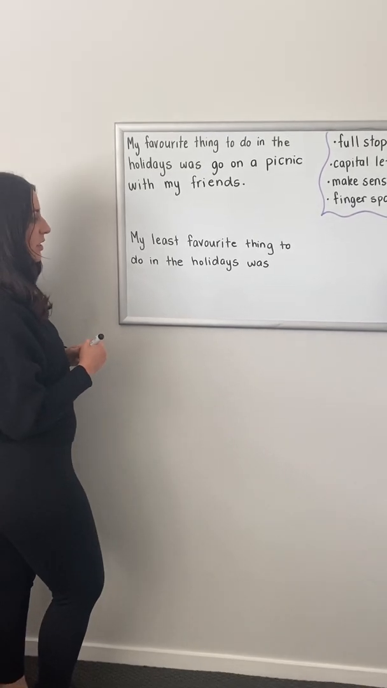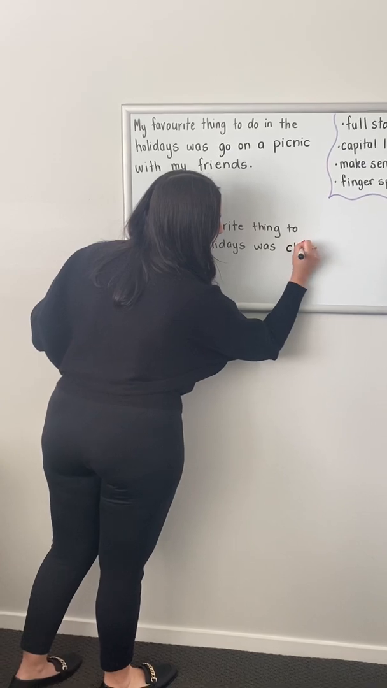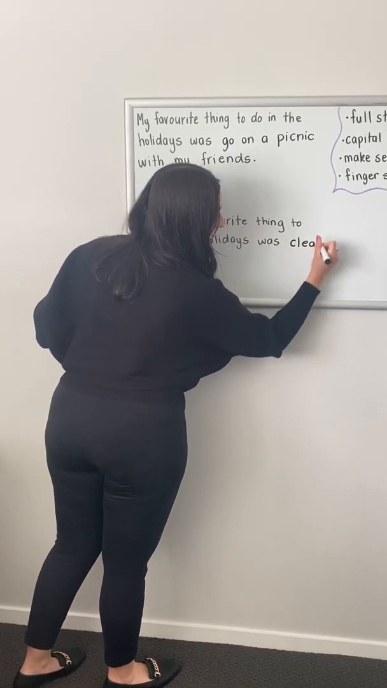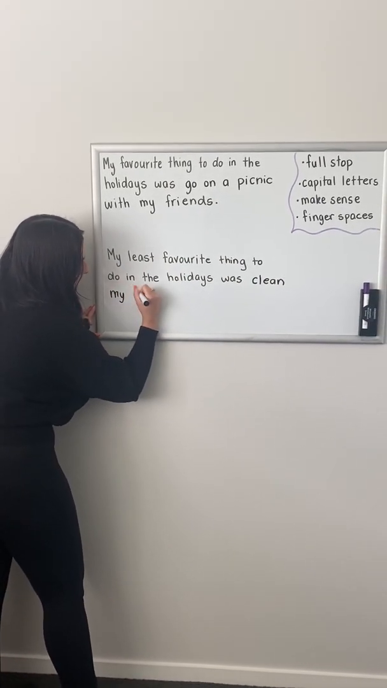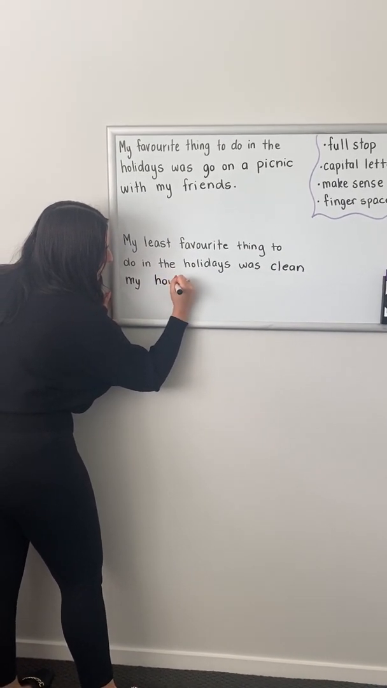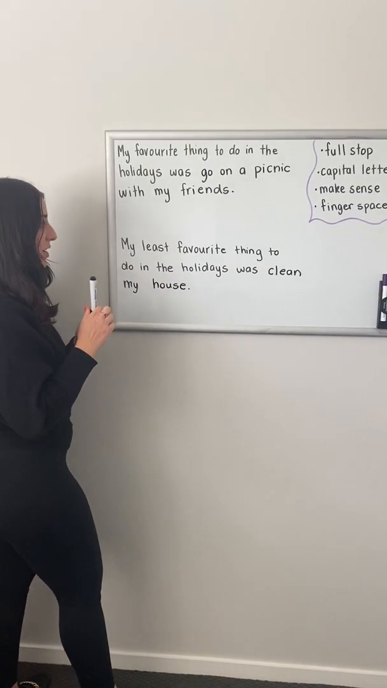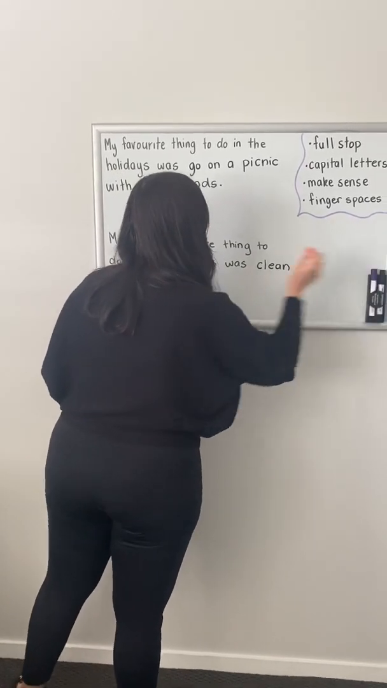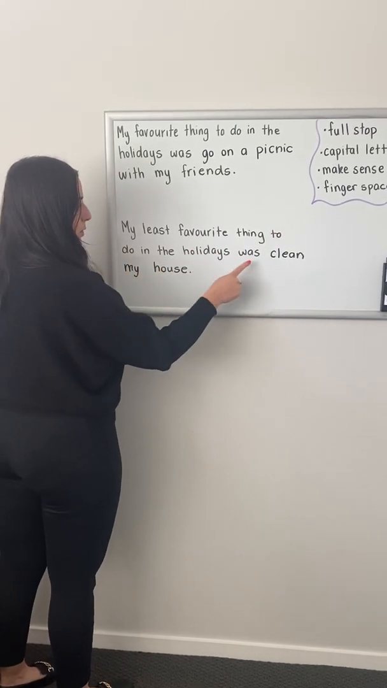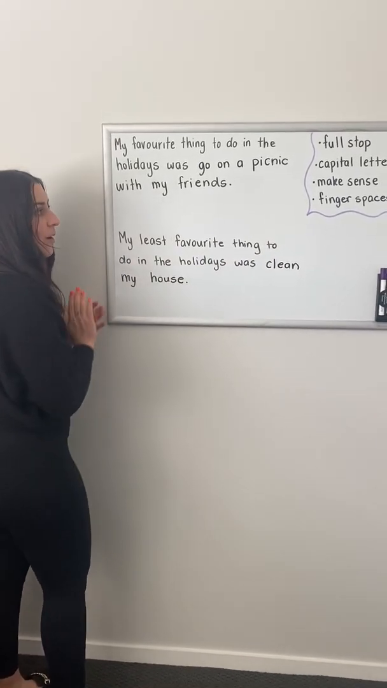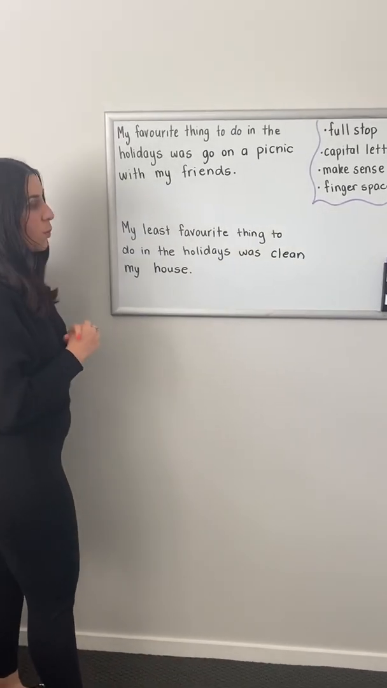My least favorite thing to do in the holidays was clean, E, and that's the EA sound together, clean my house. All right, those are my 2 sentences for today. I'm going to reread, make sure it makes sense. My least favorite thing to do in the holidays was clean my house. All right, makes sense. I can see I've got full stops, capital letters, and finger spaces where I need.